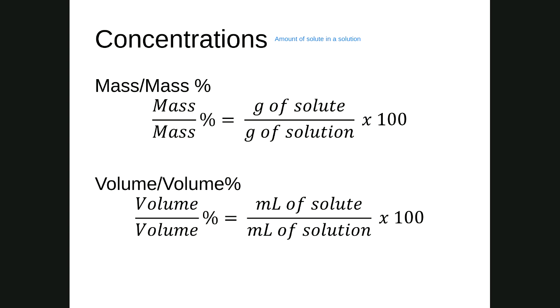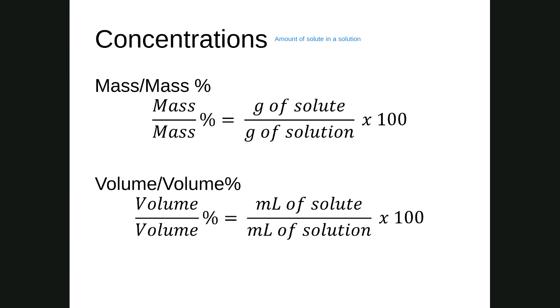The first one here is called a mass to mass percent. And that's exactly what it sounds like. It's the mass in grams of the solute over the mass in grams of the entire solution. So you would just take whatever mass of the solute you're using, so maybe 20 grams of sodium chloride, over the mass of your total solution, maybe that's 105 grams, and then multiply that by 100. You can do the exact same thing, but with volumes, and that's called the volume percent.